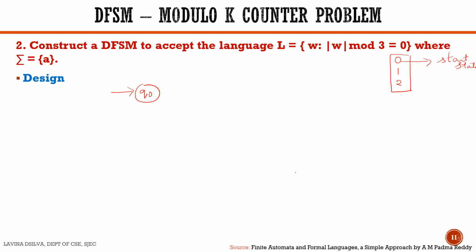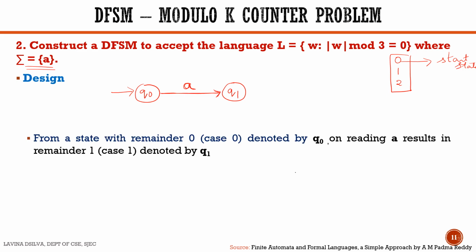Okay. Now on this start state, we give an input A, because this is a DFSM which accepts only input A value. Okay. Now what happens to this? It is going to another state Q1. That is, it is having 1 as the remainder. So this is a string with length 1, right? The moment we have a string with length 1, what happens?